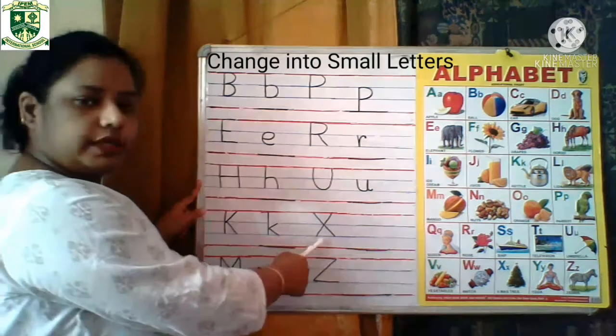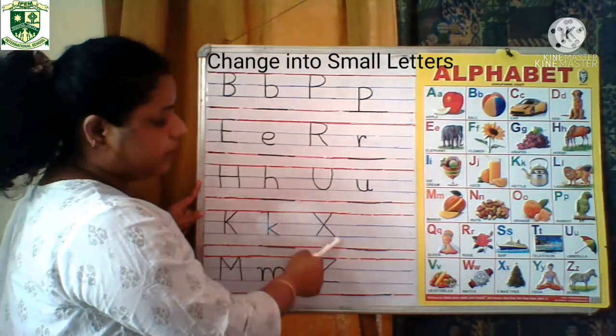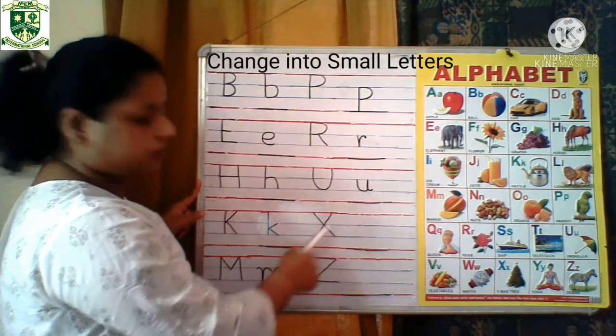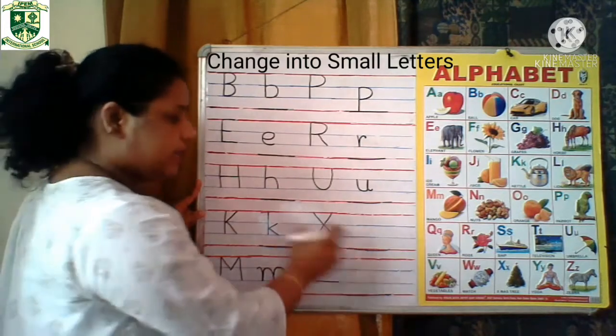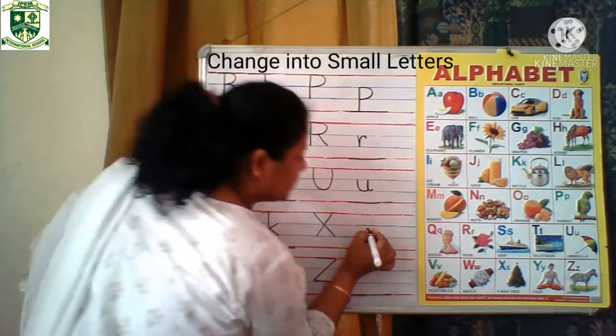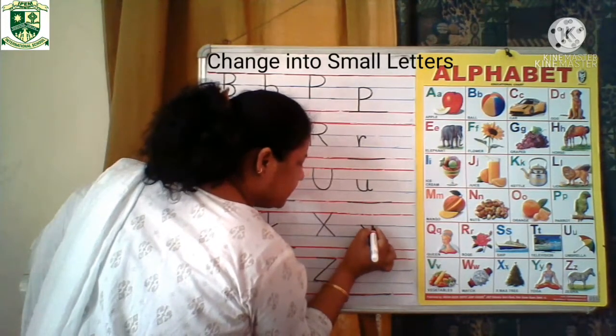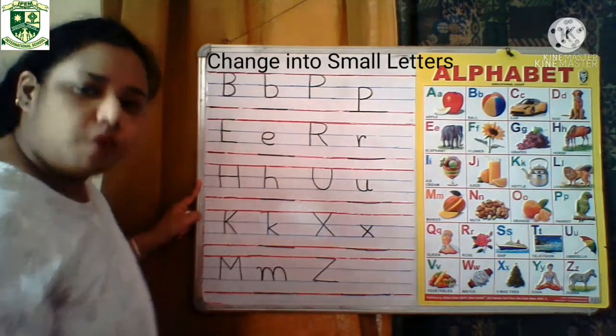Now what is this, children? This is capital X. How we make it? These are two slant lines crossing each other. Okay, similarly we'll make small x. Now this time we have to make it again in between the two blue lines, two slant lines cutting each other. Okay, this is how we'll make small x.